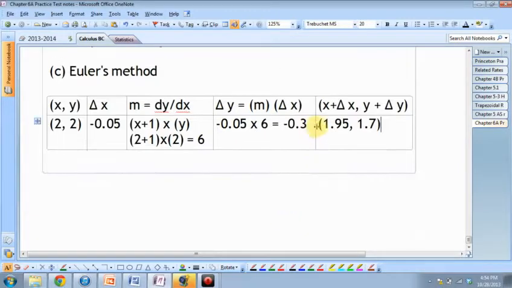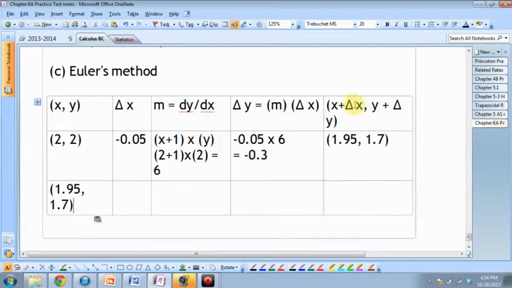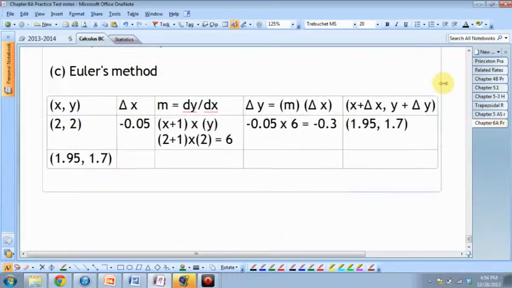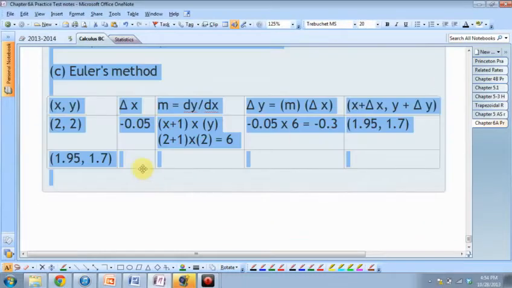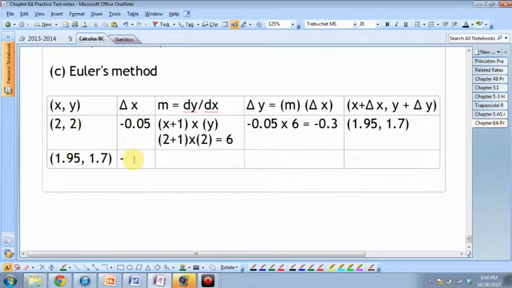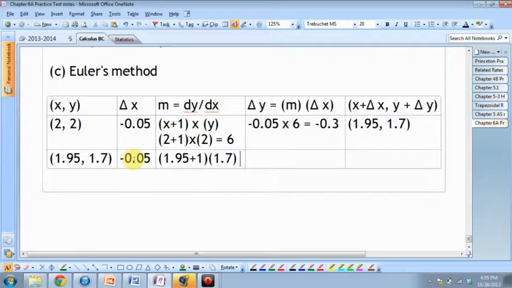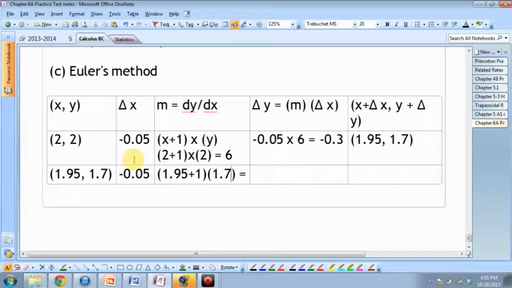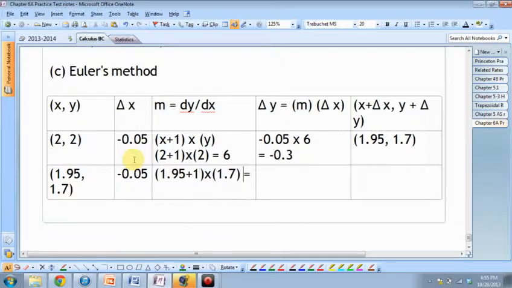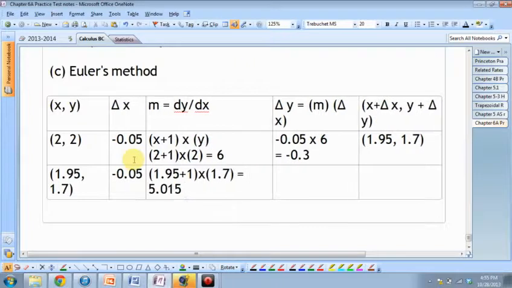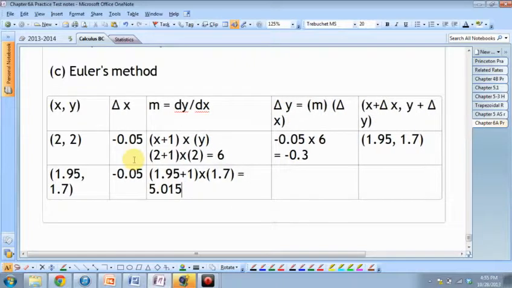All right, not done yet. Let's carry that to the next line. This is still negative 0.05. Now this slope is 1.95 plus 1 times 1.7, which equals 5.0515.